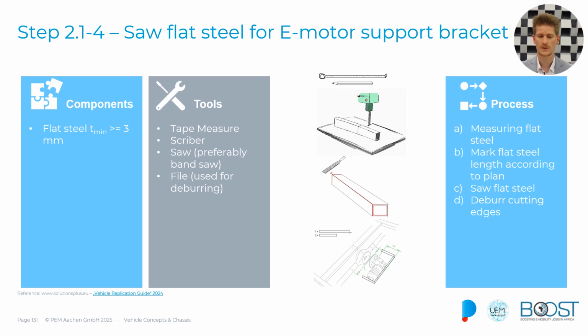Next thing will then be to saw some flat aluminium steel pieces in order to create a support bracket. We recommend that you use flat steel thicker than 3 millimeters at least. Again, we need a tape measure, a scribe, a saw, and a file. This process is very similar to the one that we used for cutting the profiles. So we're measuring the steel, sawing it into the pieces that we need, and then we deburr the cutting edges.